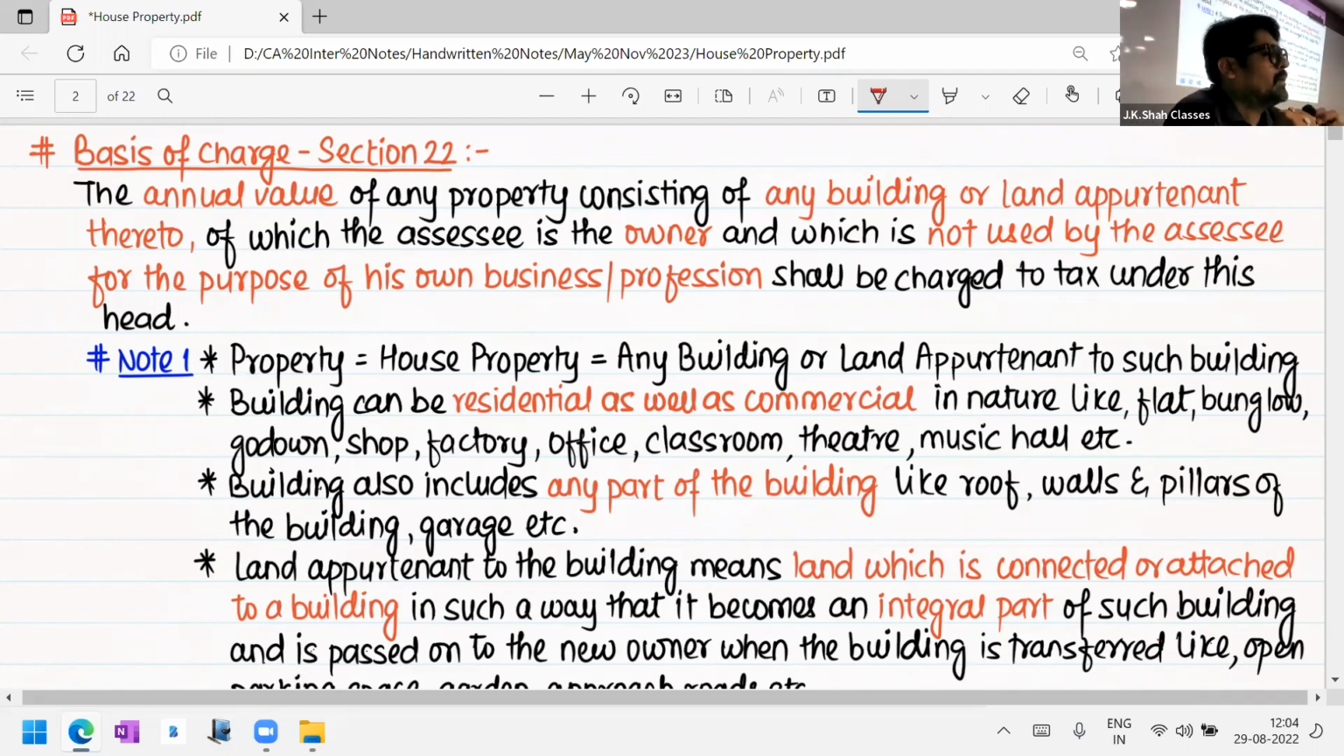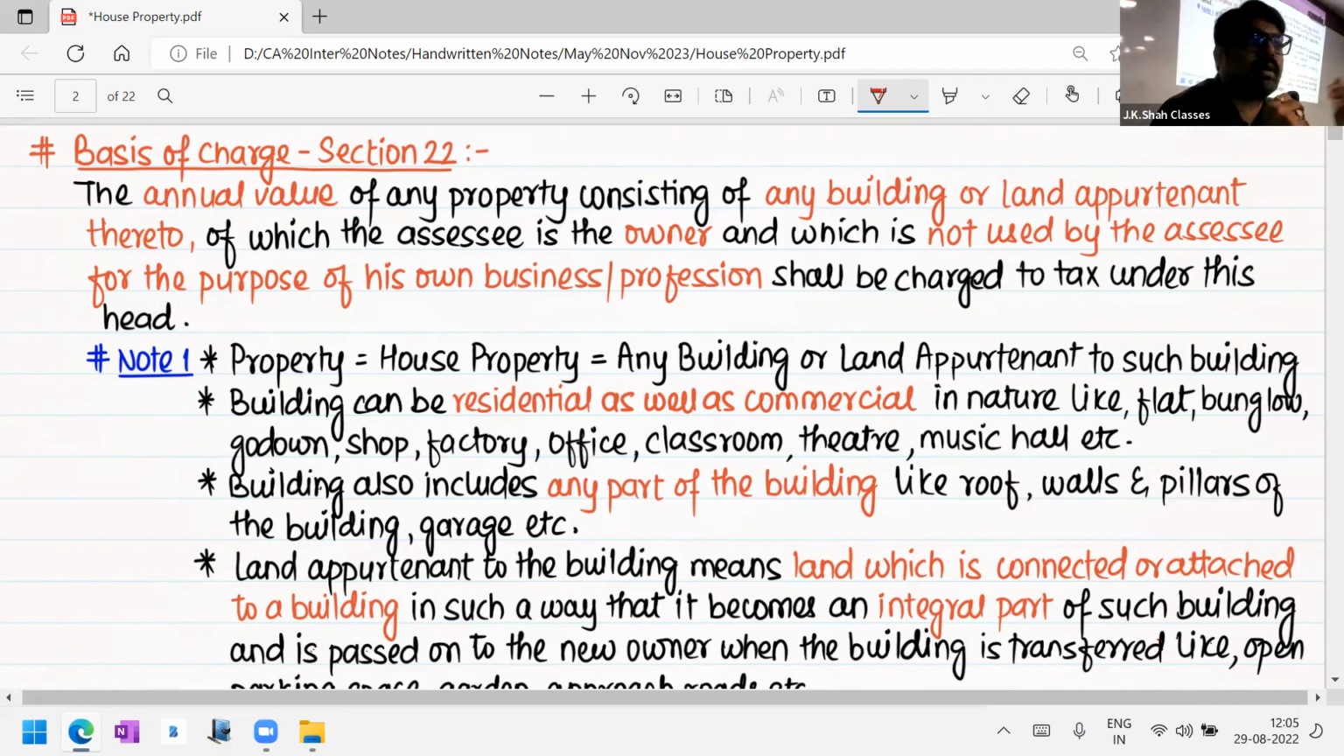How will you calculate? You will decide. If it is to be decided by you, you will never allow it to go beyond 0. So you will not decide how to determine the annual value. We will tell you how to determine the annual value, and we have given that under section 23. So section 23 will tell you, for those properties which you have brought under this head, how to determine the annual value and how that annual value will be charged to tax.